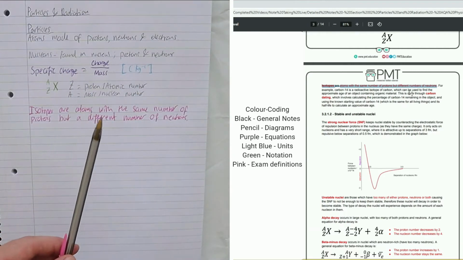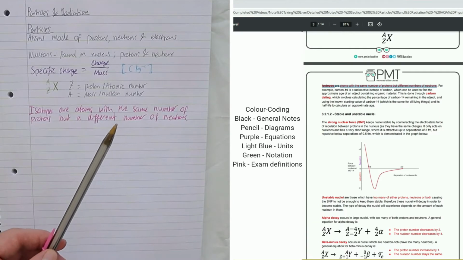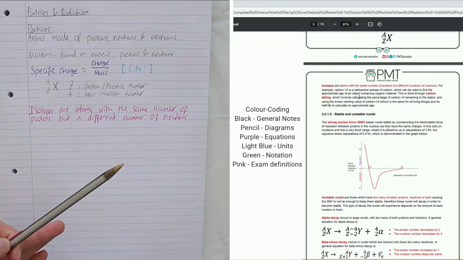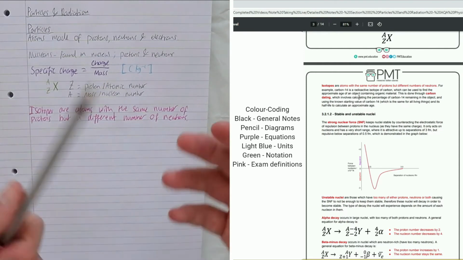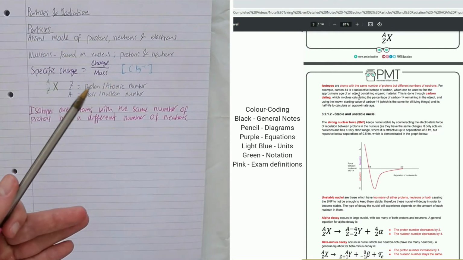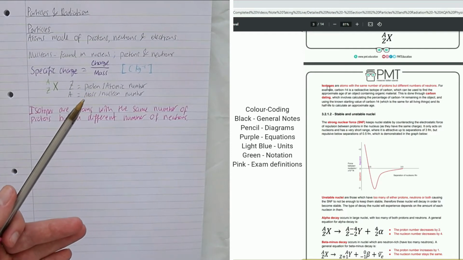If you have a look at the rest of it, this is done through carbon dating, etc. This is just an example of an isotope. But if I understand what an isotope is, maybe from GCSE or just from my own knowledge, I don't need to write it down. So that's another paragraph we don't need.